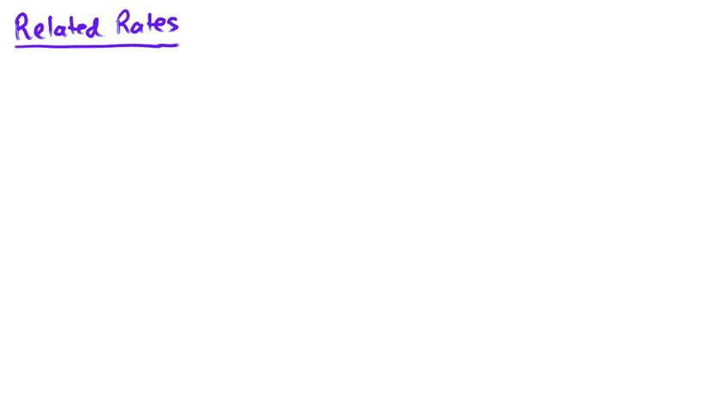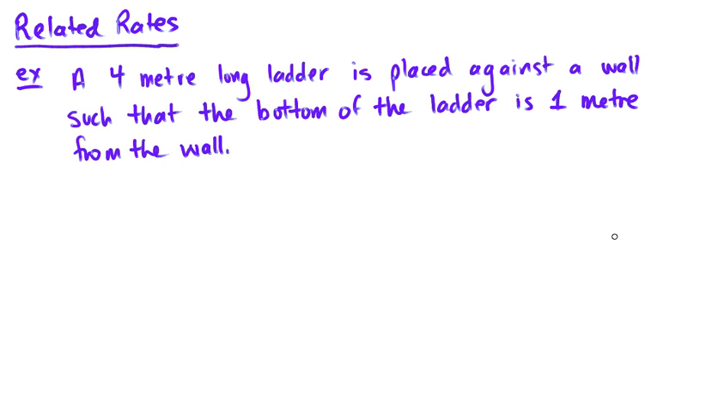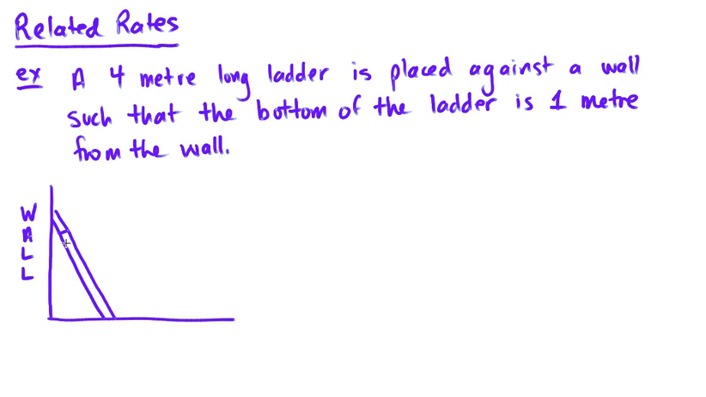So here's our first example. A 4-meter long ladder is placed against a wall such that the bottom of the ladder is 1 meter away from the wall. So there's our ladder. It's 4 meters long, and this is 1 meter.